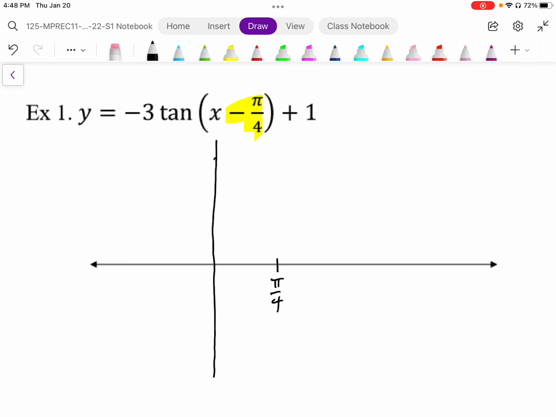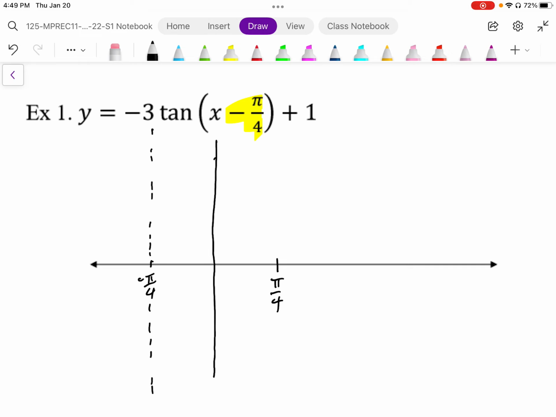Okay, and then once I have the horizontal center, that's my horizontal shift, I'm just going to use my period to figure out where the left edge is and the right edge is. So that represents the center. And my period is going to be pi. So I'm going to go half a pi to the left. If I go pi over 2 to the left, I'm at negative pi over 4. And that represents the left edge of that graph, which is an asymptote.